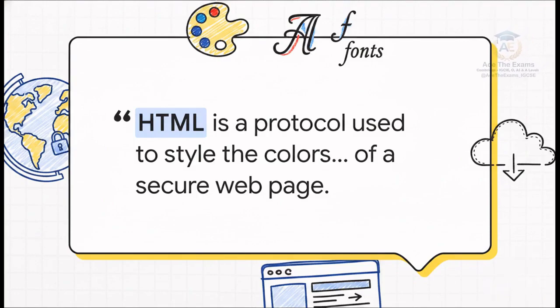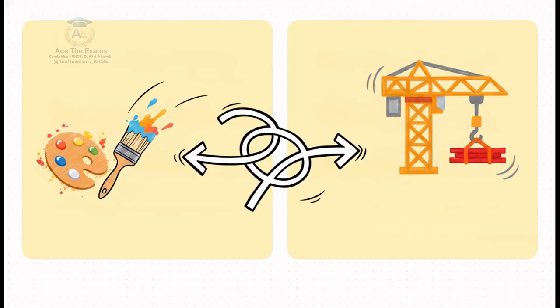Read this student's answer with me. HTML is a protocol used to style the colors, fonts, and visual layout of a secure web page. Now pause for a second. Try to predict why this highly confident-sounding answer scores an absolute 0. No way they're getting a mark for this. Why? Did you catch it?